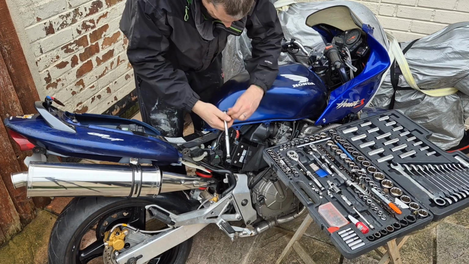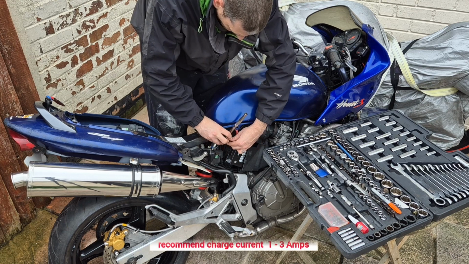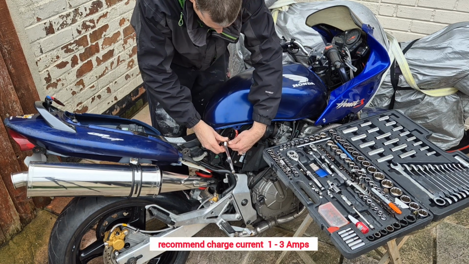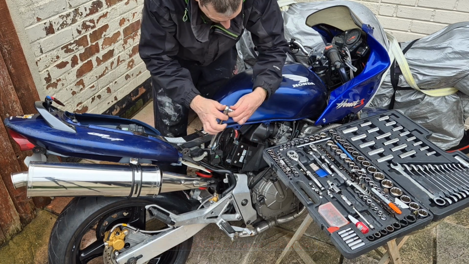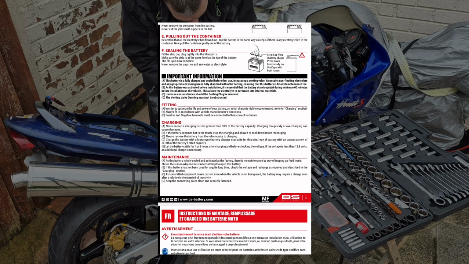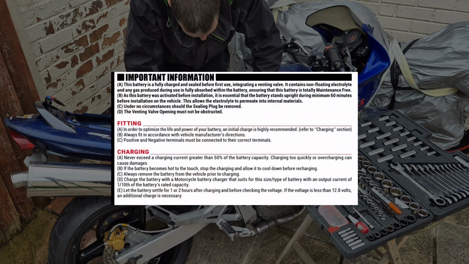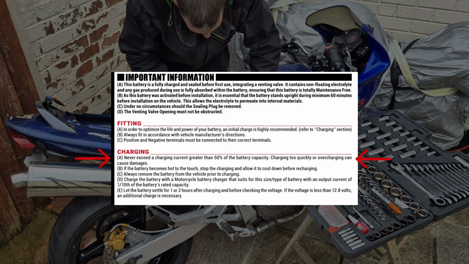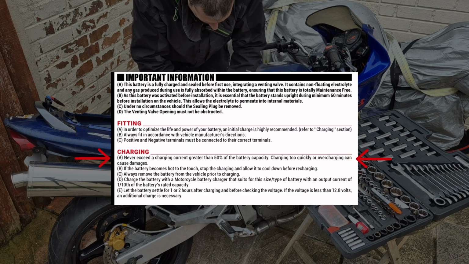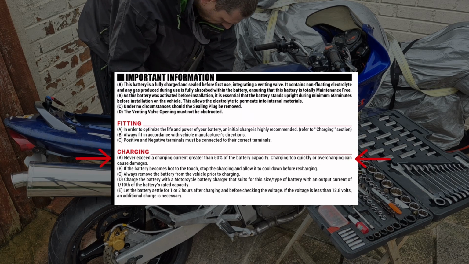But you do need to check the maximum amps your battery can handle being charged at. Generally speaking, you want to aim for a charger with a rated output at between 1 to 3 amps. I've gone ahead and pulled the datasheet and a care guide for my battery from the internet. So we see here under charging, in the important information section, it states: never exceed a charging current greater than 50% of the battery capacity. Charging too quickly or overcharging can cause damages.